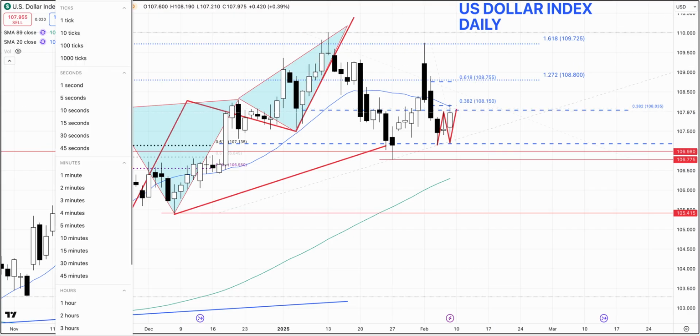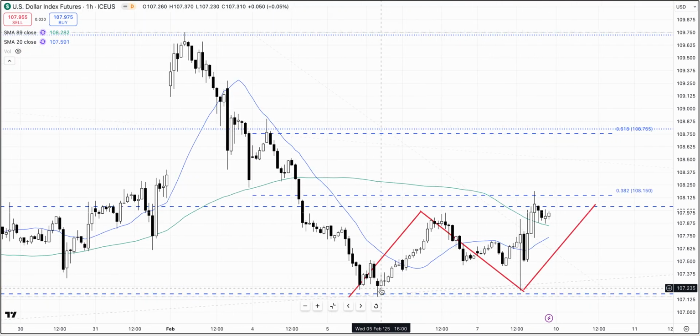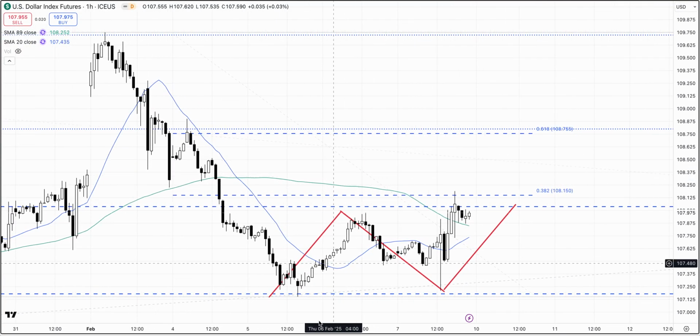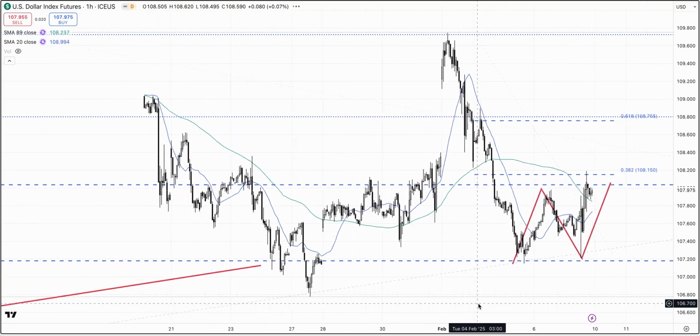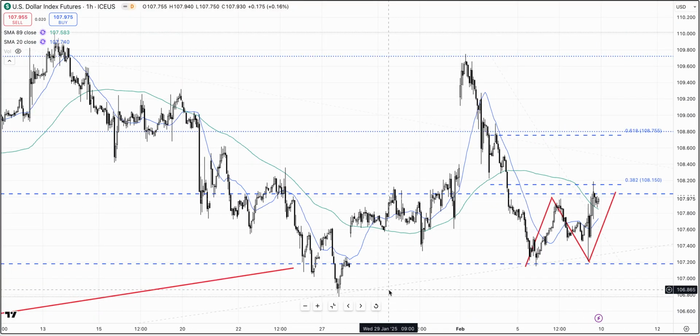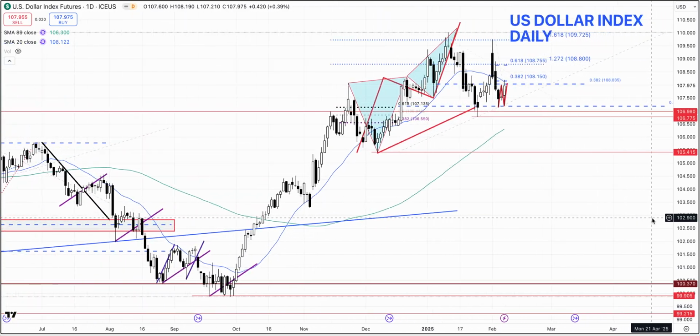Now the 108 level could be a resistance level, and this is on the hourly chart. We can see we have this nice ABCD getting into this 38.2% retracement. This could be a resistance level, and we could see the market pull back right into this trading range. However, this 107 and 106, this low of 106.77, these are the key levels to watch. More likely the market is going to remain range bound.